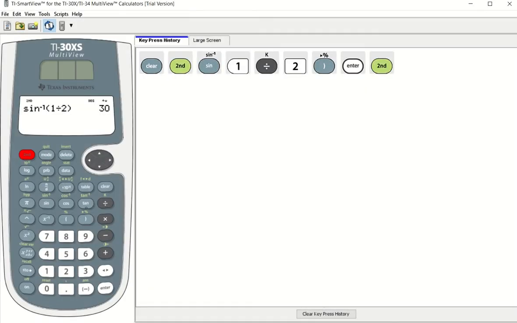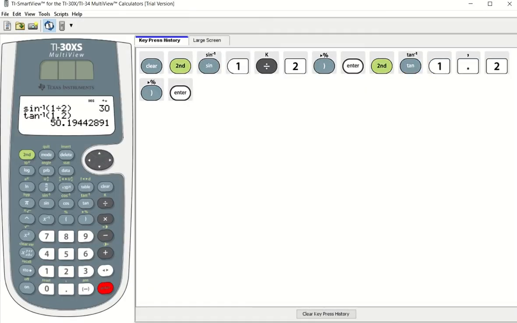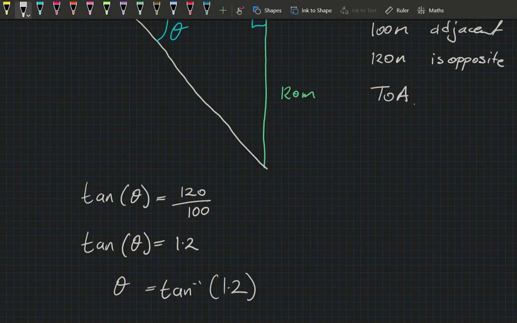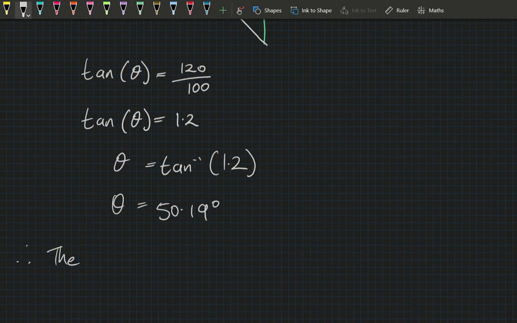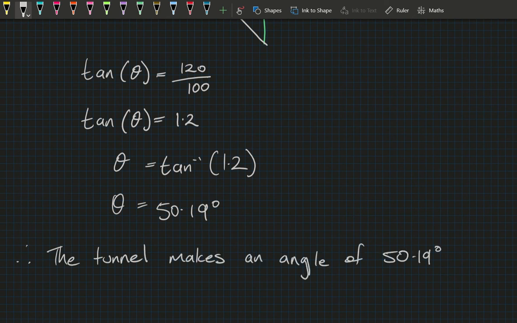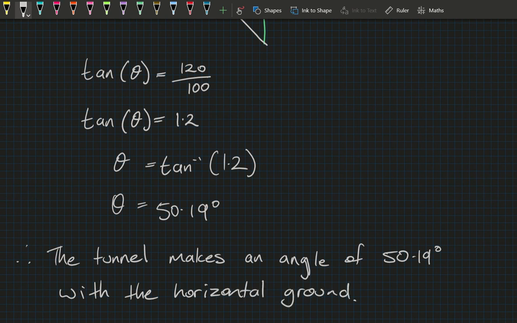So to quickly do this on the calculator, we can see that our answer is 50.19 and other stuff. So rounding it off to 2 decimal places, we get 50.19. So because it's a worded question, we should finish with a worded response. So therefore, the tunnel makes an angle of 50.19 degrees with the horizontal ground. Okay, so that's the end of that one.